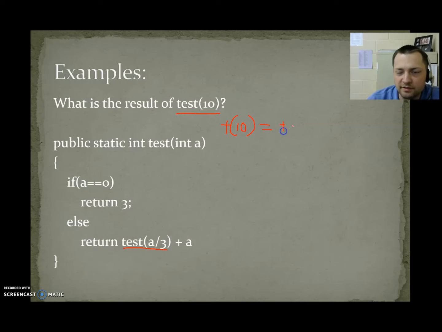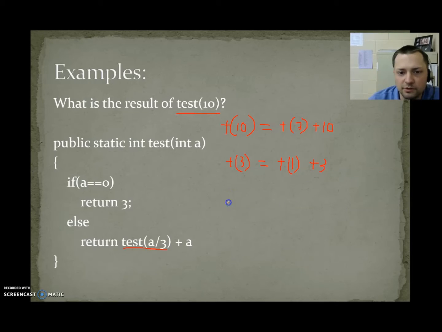So T(A divided by 3) is 3 point who cares, because it's an int, so it truncates. So T(3) plus 10. Then we want to know, what is T(3)? T(3) is equal to, well, our A is now 3. Is A 0? No. So we do test(A divided by 3). So we do T(1), 3 divided by 3 is 1, plus 3.